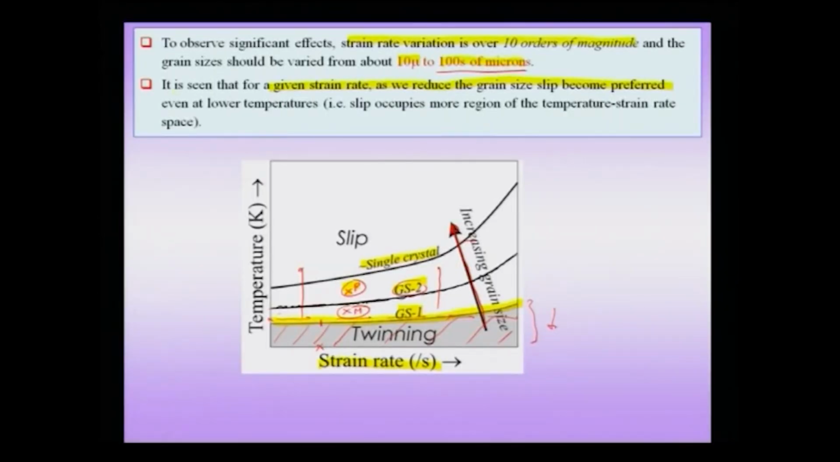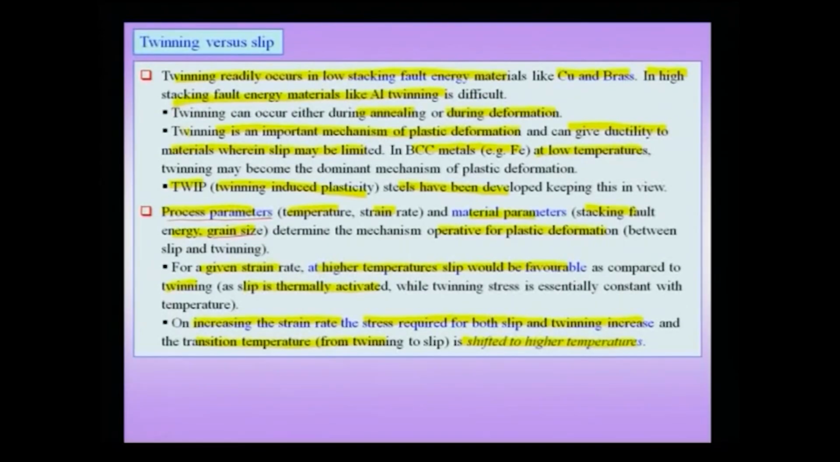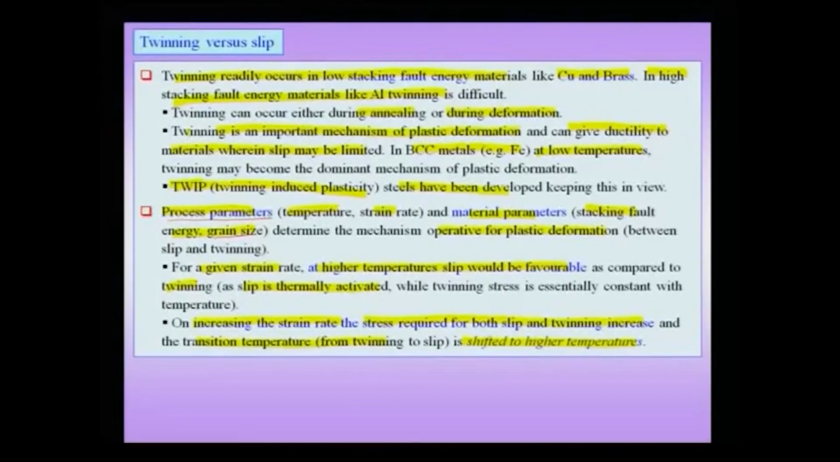So, to summarize, it is seen that for a given strain rate, as we reduce the grain size, slip becomes preferred even at lower temperature. That means slip occupies more region of the temperature-strain rate space. To summarize these slides, we have two important mechanisms of plastic deformation, twinning and slip. Wherever slip is suppressed because of low temperature or high strain rates, we have twinning. Twinning typically gives lower plasticity than slip, but there are special steels like the TWIP steels, which have been developed to exploit the twinning aspect of plasticity.